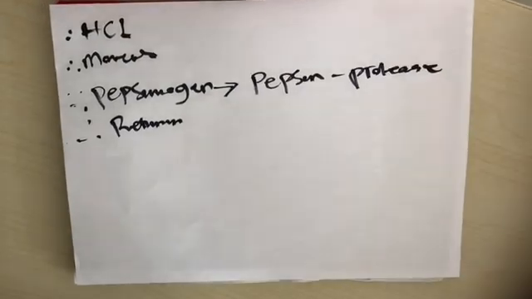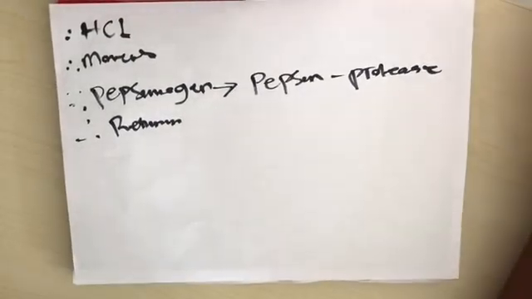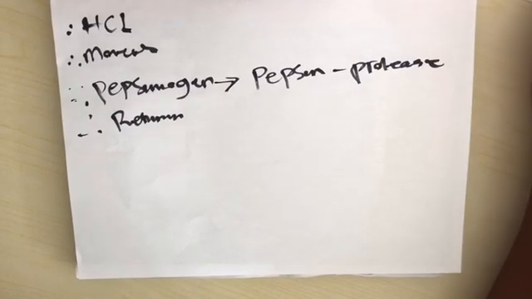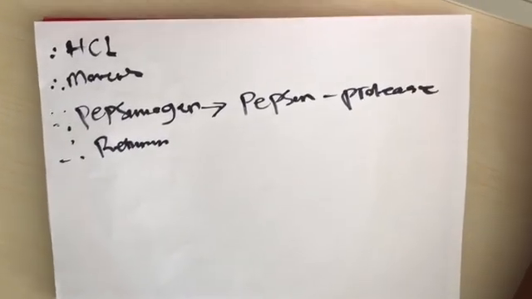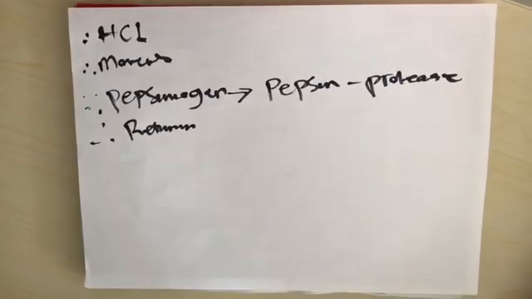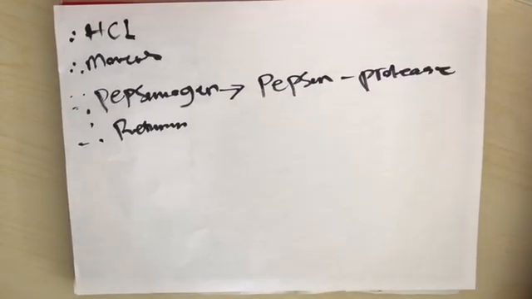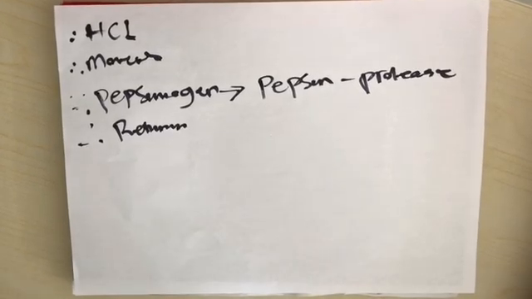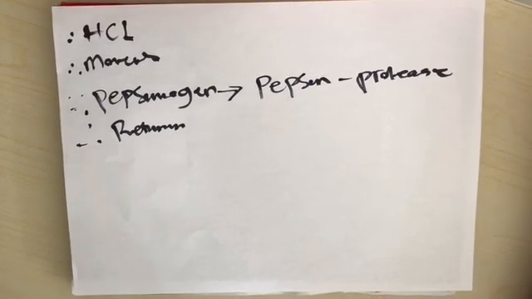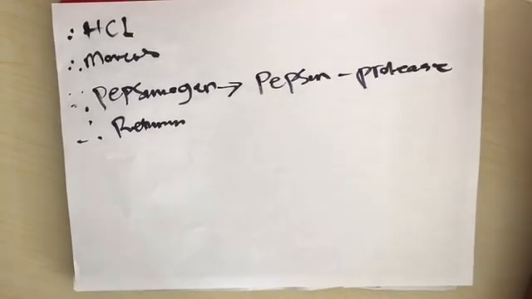Now it's in the stomach. If there are some germs, the acid is going to kill them. That's the function of hydrochloric acid. And also it turns the bolus into the chyme.